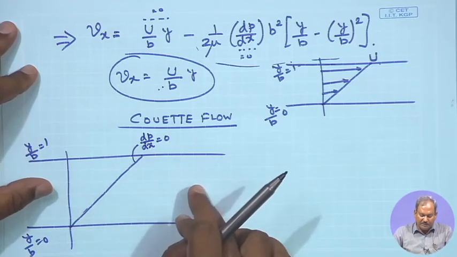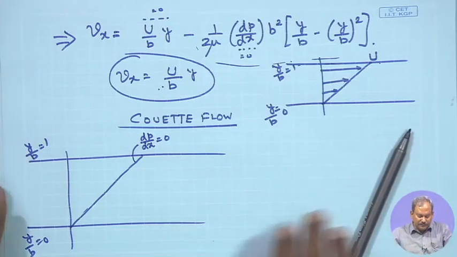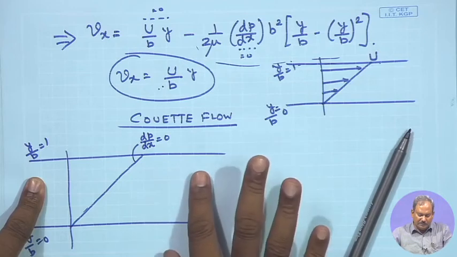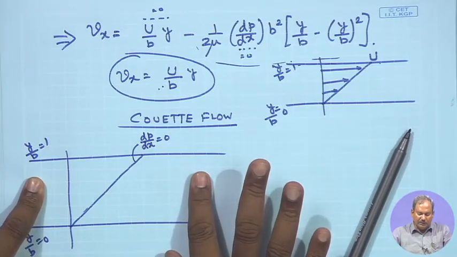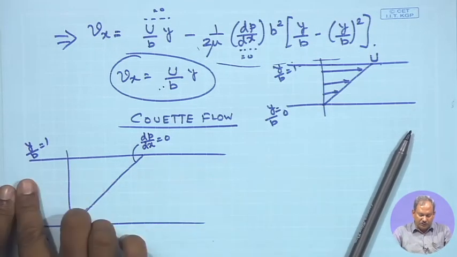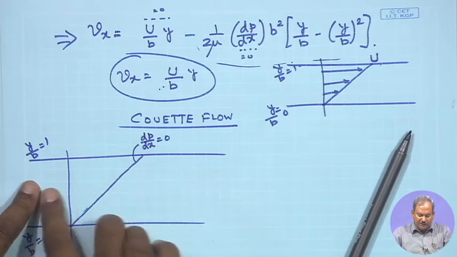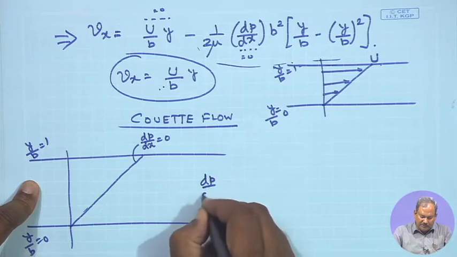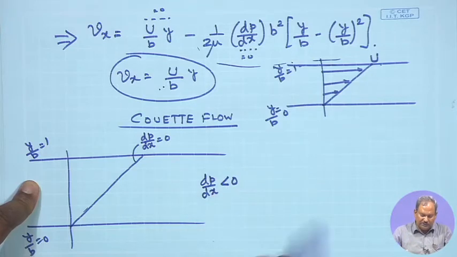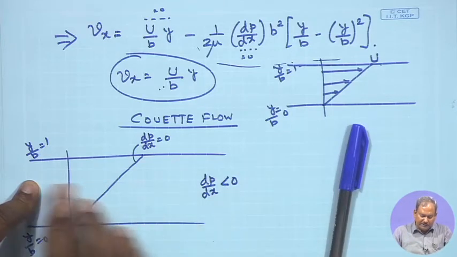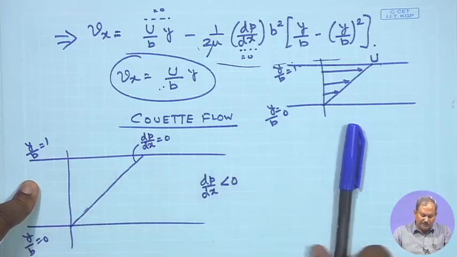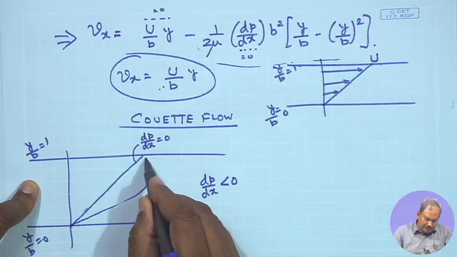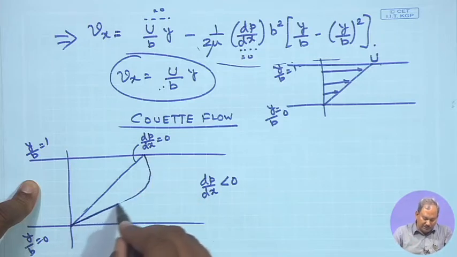Now, if I apply a pressure gradient in this case, let us assume that the pressure on this side is more than the pressure on this side, what we call a favorable pressure gradient. So, as we move in the x direction, the pressure progressively decreases, or in other words, dp dx is less than 0. If dp dx is less than 0, that is called a favorable pressure gradient, and the condition is probably going to be something like this.